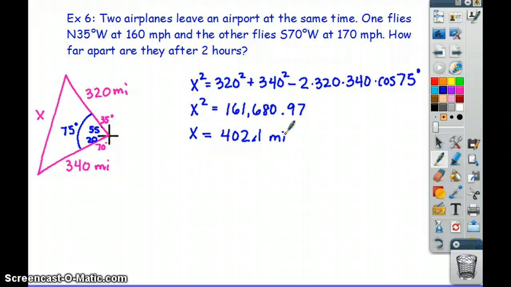Be careful when you're plugging things in your calculator. Remember, this is all attached. So what we can't do is find this whole quantity and then multiply by the cosine of 75. Only the 2 times 320 times 340 is affected by the cosine of 75. So be careful with that.